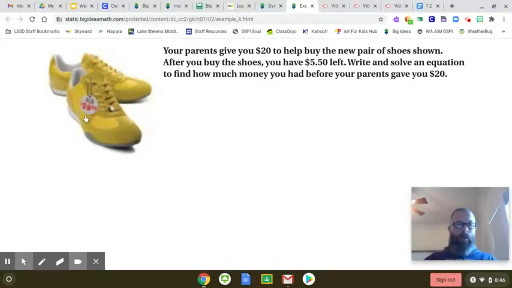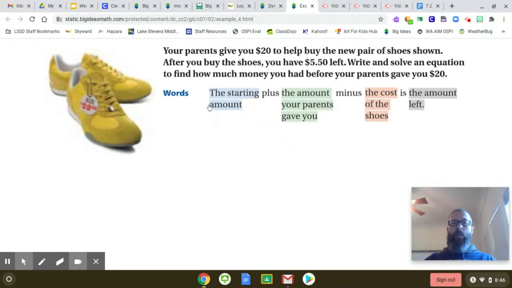So now I don't know if we can read this. It says 59 something. So first we need to figure out what we need to know. We need to know the starting amount plus the amount your parents gave you minus the cost of the shoes is the amount left equals. Okay, so now we got to find out what these all are.